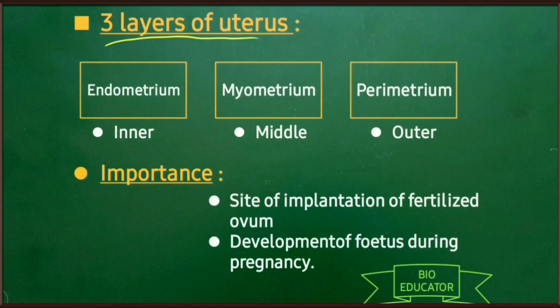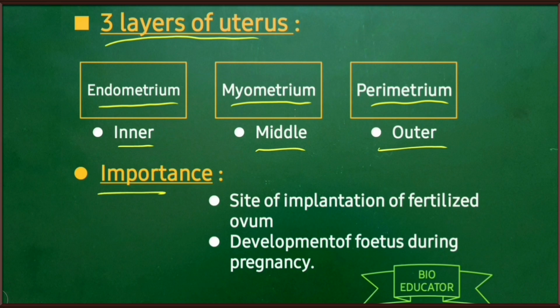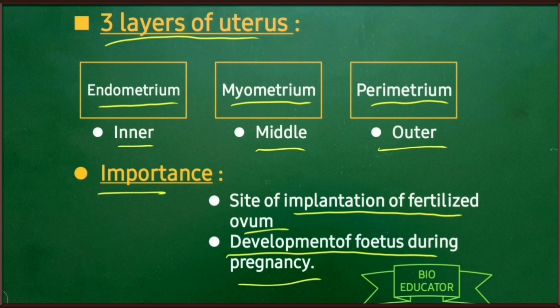Uterus has three layers. Endometrium is the inner layer. Myometrium, it is the middle layer, and perimetrium, the outer layer. The importance of the uterus is it is the site of implantation of fertilized ovum. Second, development of fetus during pregnancy takes place in the uterus.